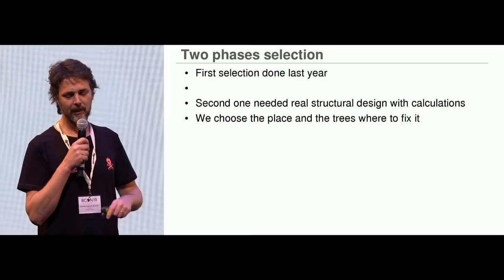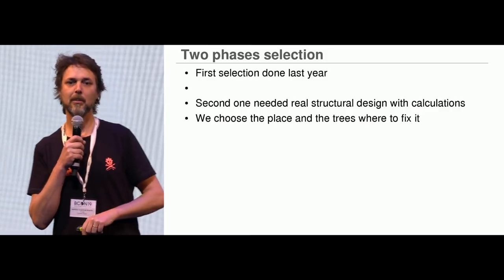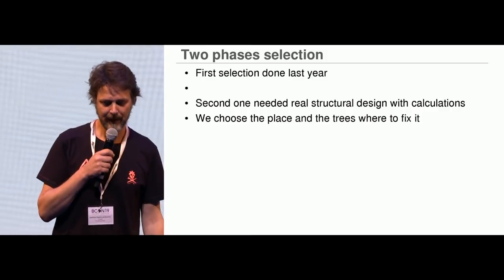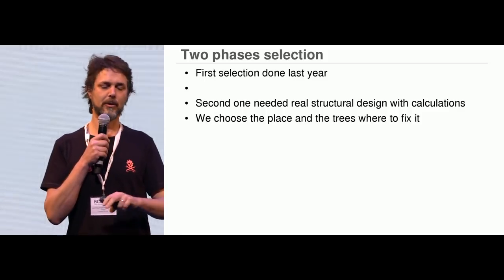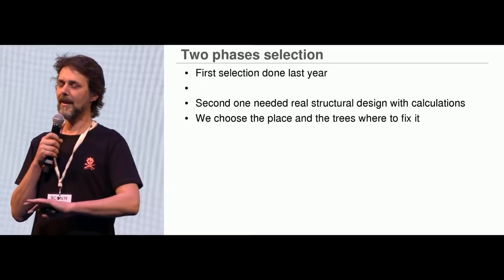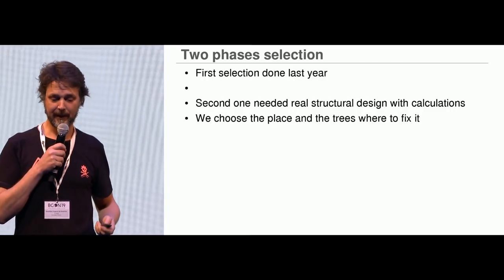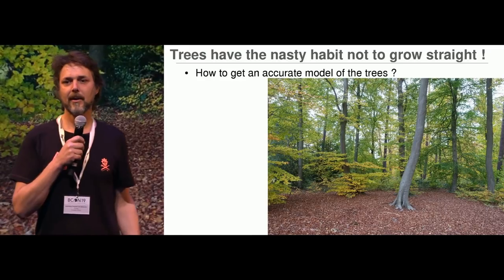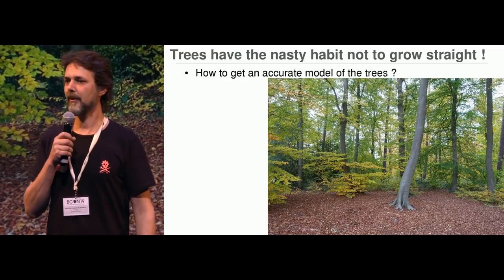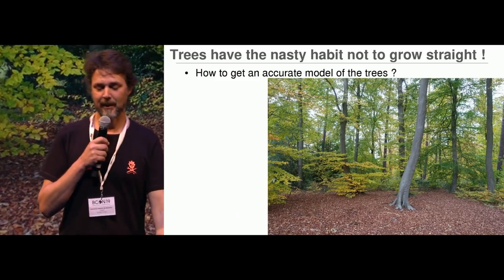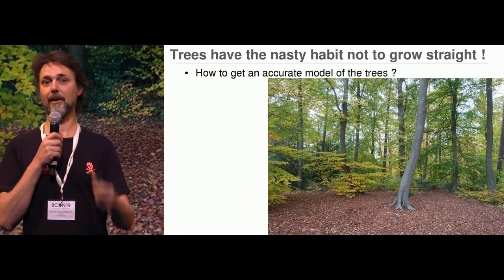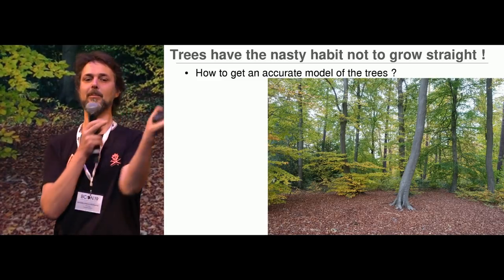We were selected at the beginning of the year, so we had some money to continue to work on it. But it was supposed to be structurally correct, because people were inside. So first thing is to choose the place where to put it. And first problem, the trees have the nasty habit not to grow straight. So we had bent trees.